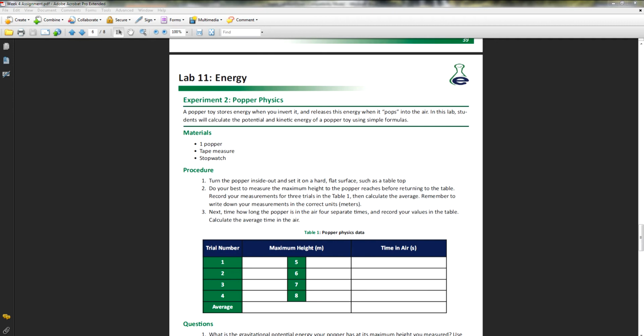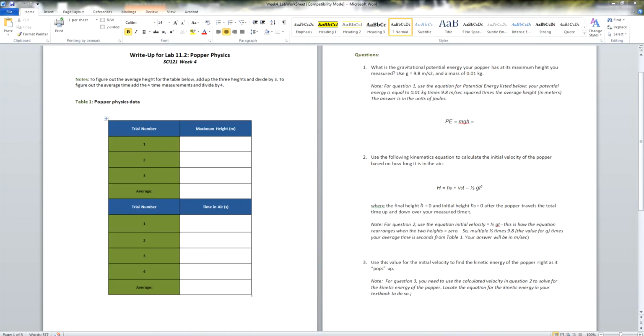And when you're taking the time measurement, please know that your time is when the popper goes up and down. That's the total time. So make sure you are very mindful of that. And for the calculations, use the average of these measurements. And as expected, all calculations must be shown step by step in your answer book. So quickly, I'll jump to the answer book.